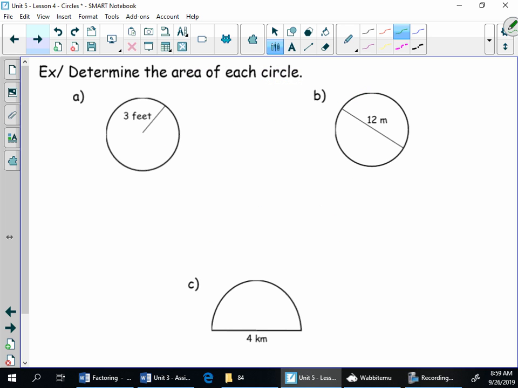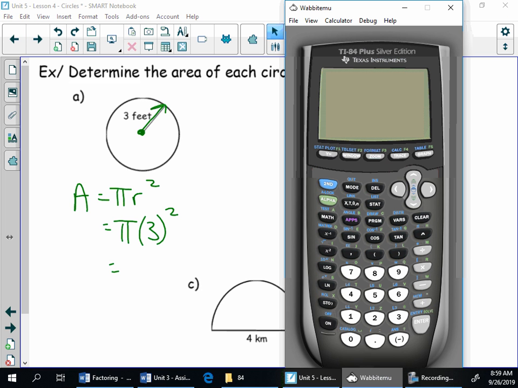Okay, we'll try some. Same shapes, just to find the area this time. So my area is pi times the radius squared. Do I have the radius? Yes. Center outwards is a radius. So pi times 3 squared. Now you should be able to type that all in your calculator at one time using your pi button. So pi times 3, use your exponent button, make it a squared. You get 28.27.